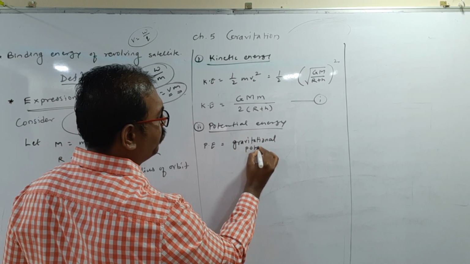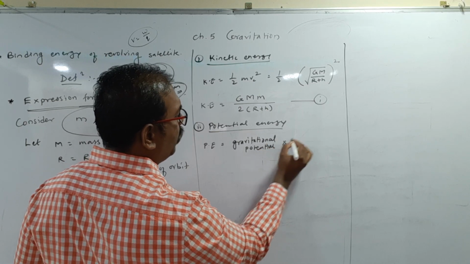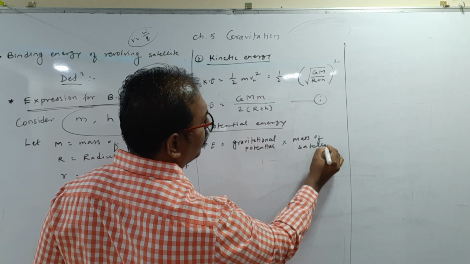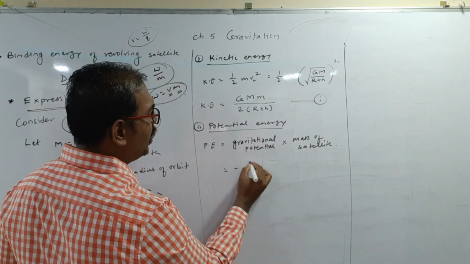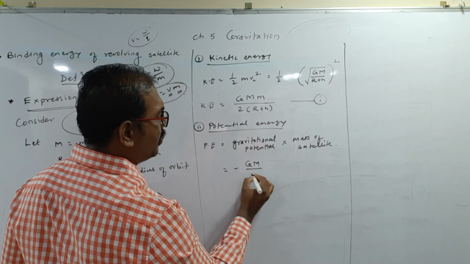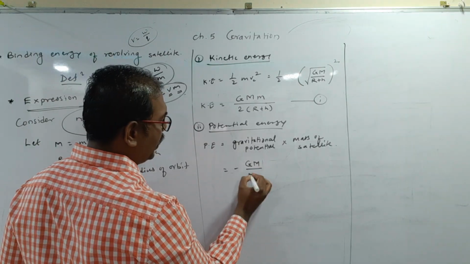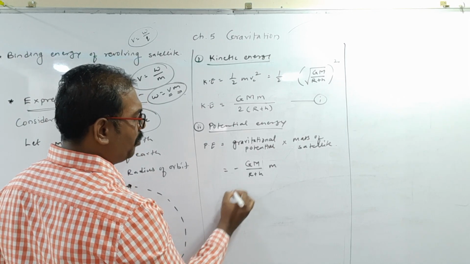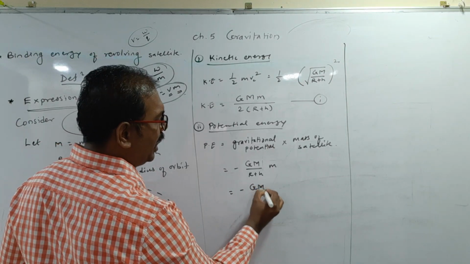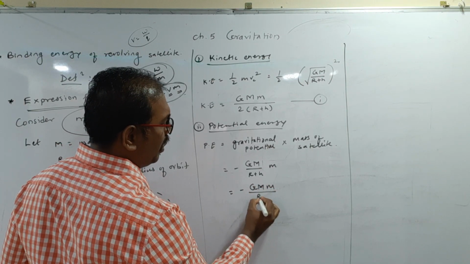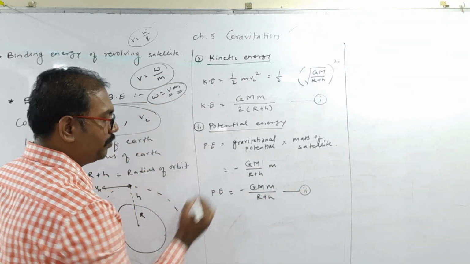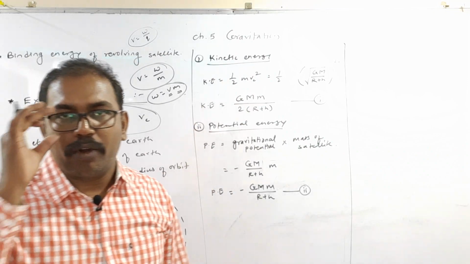Gravitational potential into mass of satellite. Here gravitational potential is minus GM by r, or r plus h I can write, and mass of satellite is small m. So we get potential energy minus GMm divided by r plus h, equation number 2. So this is potential energy. So we get kinetic energy, we get potential energy.